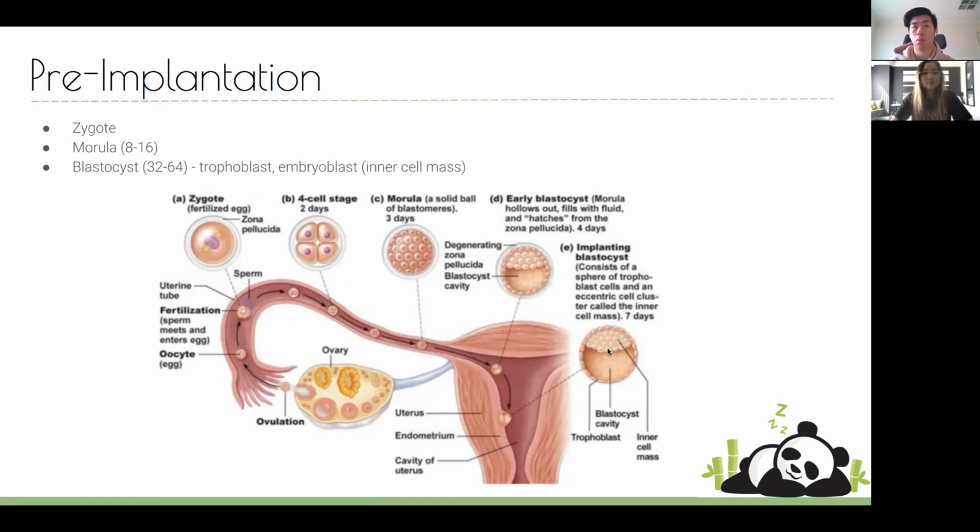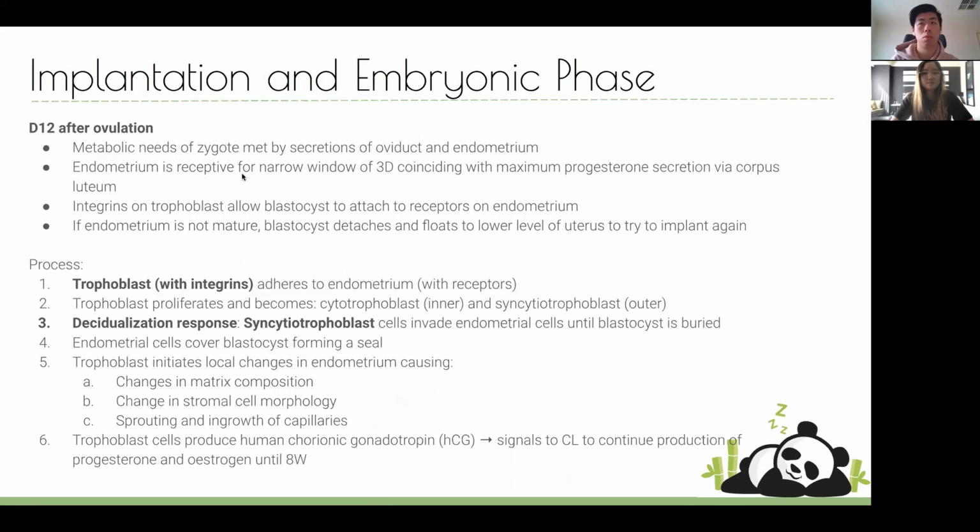By day 12, metabolic needs of the zygote are met by secretions of the oviduct and the endometrium. I don't think this is very important. So the blastocyst essentially is just going to attach to receptors on the endometrium, which is facilitated by these integrins on the trophoblast. So this whole process, I say the bold is the important bits. I don't think you have to know all of the details, right?